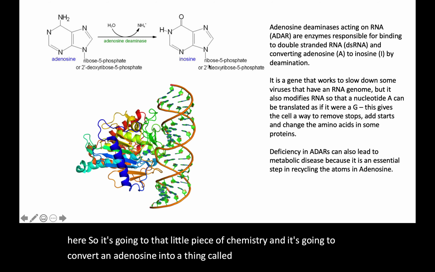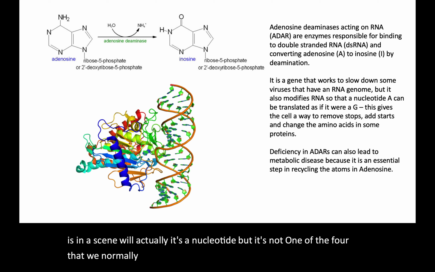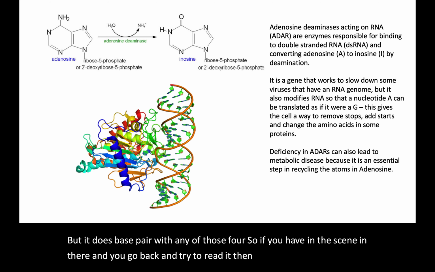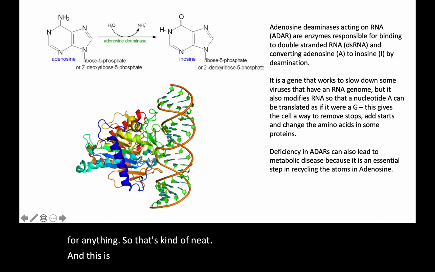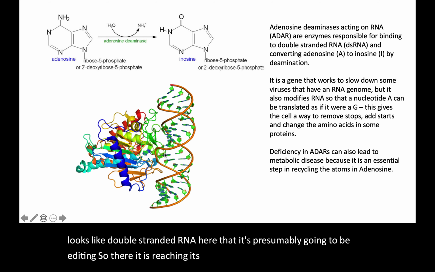The interesting thing is inosine is a nucleotide, but it's not one of the four that we normally use, but it does base pair with any of those four. So if you have an inosine in there and you go back and try to read it, then the inosine can encode for anything. So that's kind of neat. And this is the ADAR protein structure solved in conjunction with what looks like double-stranded RNA here that it's presumably going to be editing. So there it is, reaching its little protein tentacles down there and editing the RNA.